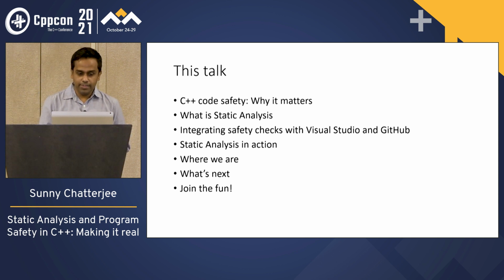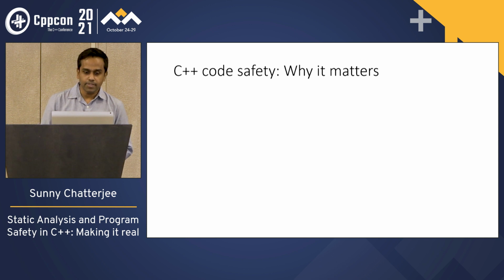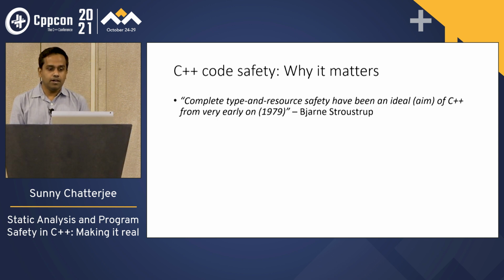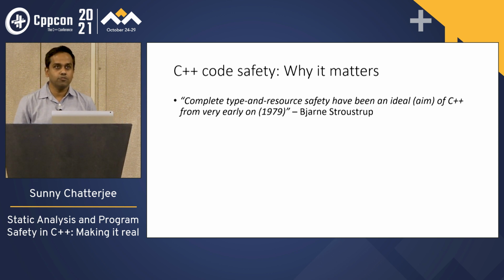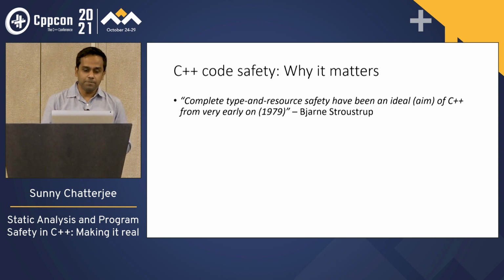So with that, I would first like to cover why code safety is important. When I asked Bjarne this question, this is what he had to say: that complete type and resource safety have been an ideal aim of C++ from very early on. And for those of you that attended Bjarne's talk yesterday on type and resource safety, I think this is something that he also emphasized in his talk.